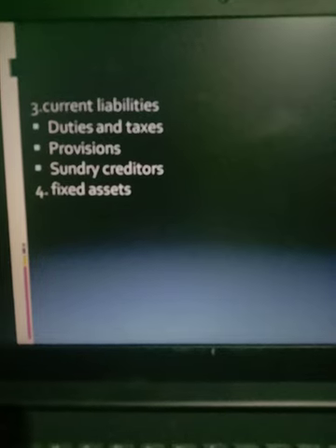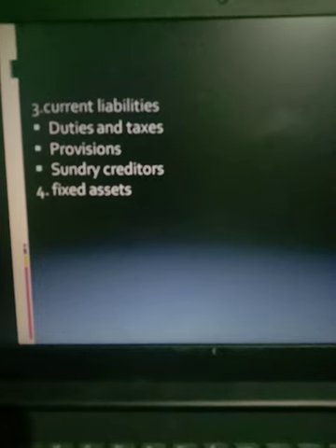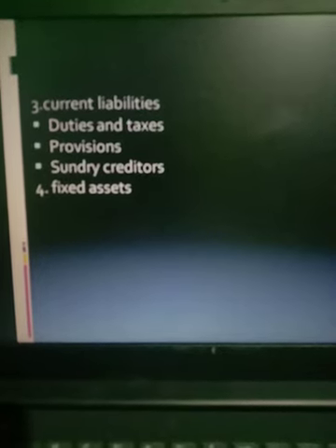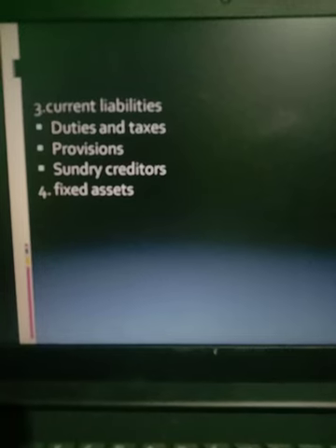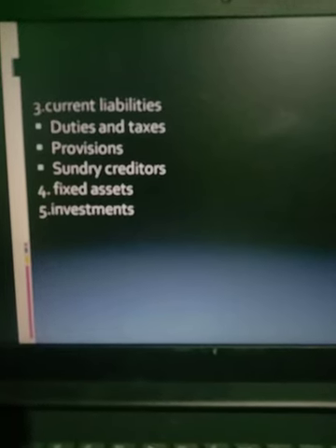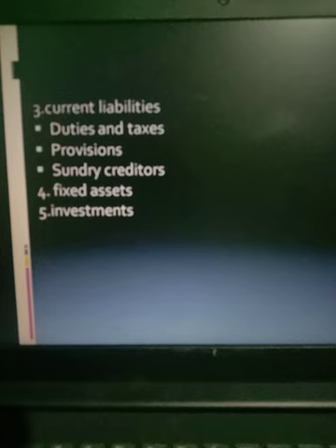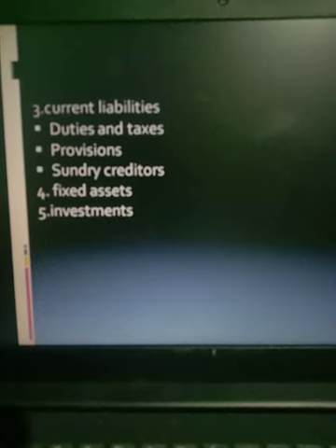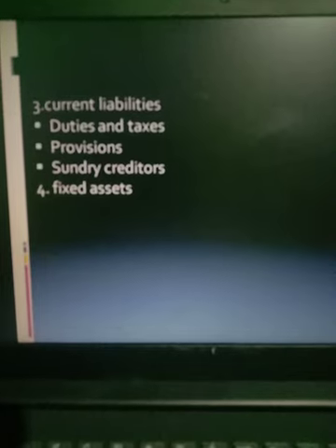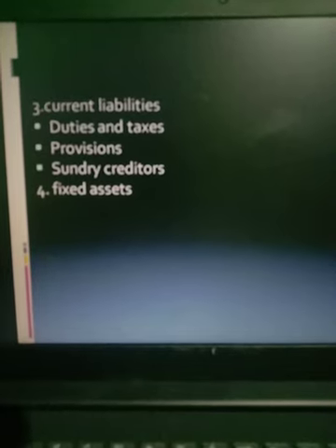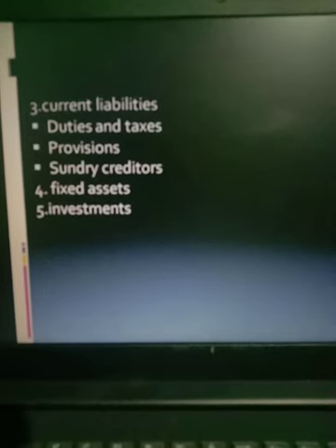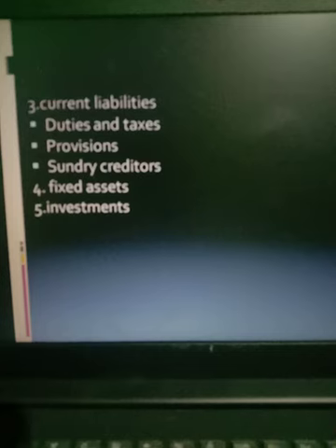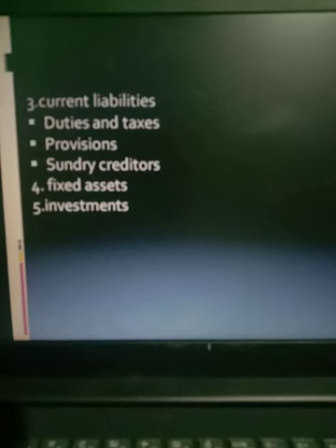Next one is fixed asset, that is the fourth main primary accounting group. Here, examples for fixed assets are building, machinery, land, furniture, etc. Next one is investment. Investment comes under the asset side.